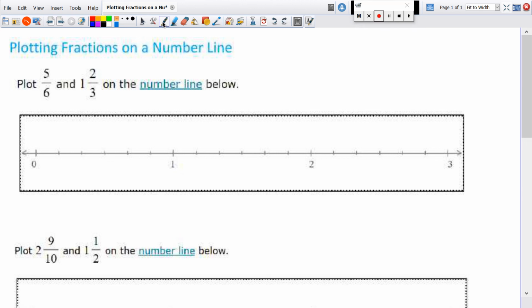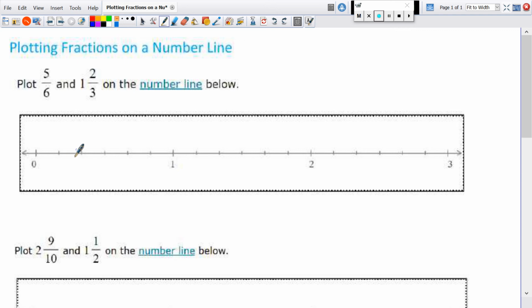Okay, for plotting fractions on a number line, you really want to see what you want your denominator to be for each one. They're usually going to give you a number line to plot it on on these problems. So you want to count from 0 to 1 how many spaces there are.